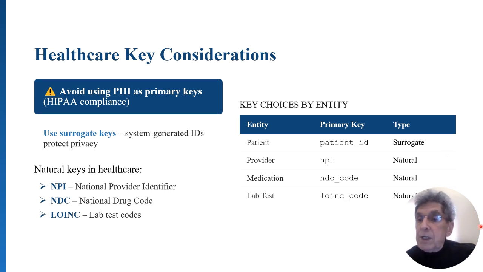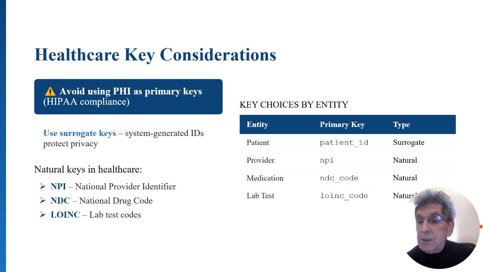Healthcare has specific considerations for key design. First and foremost, avoid using protected health information as primary keys. Don't use Social Security number as a primary key. Don't use name plus date of birth. These potentially expose sensitive information. Use surrogate keys, system-generated IDs, whenever possible. Patient ID, visit ID, provider ID, these are just numbers with no inherent meaning.